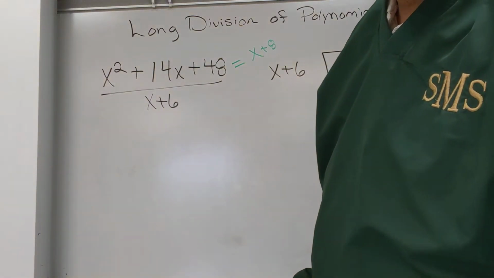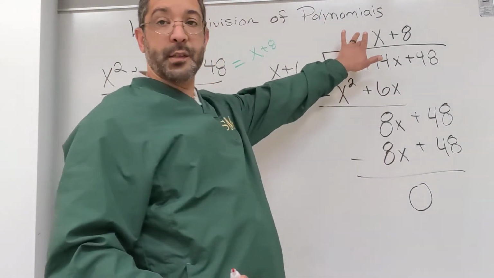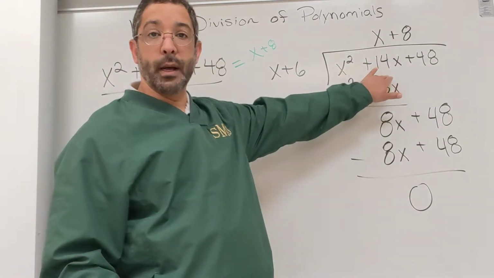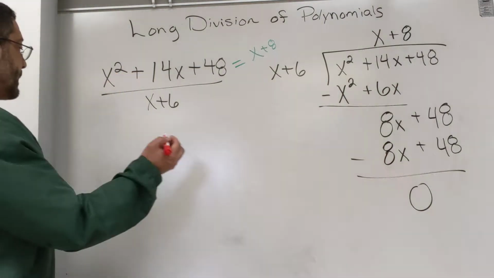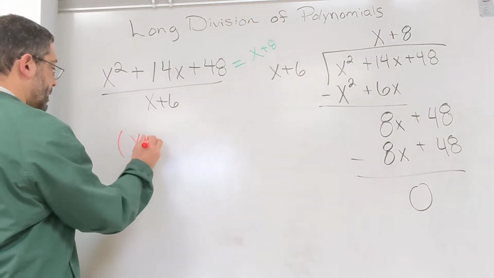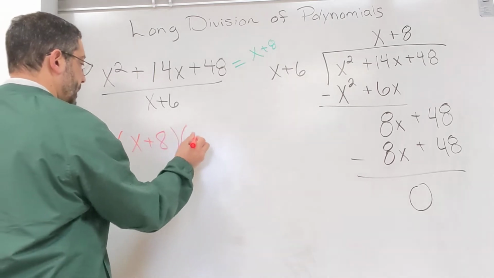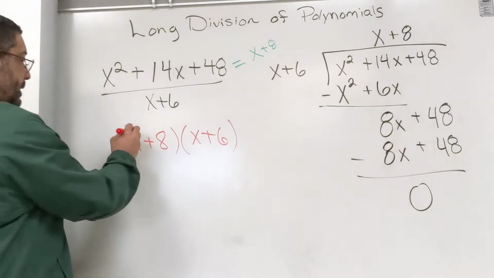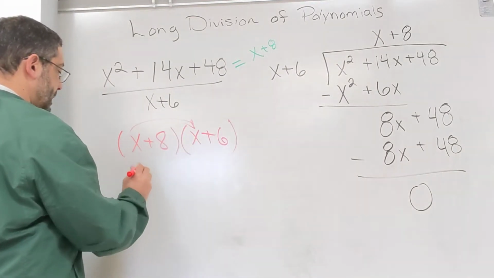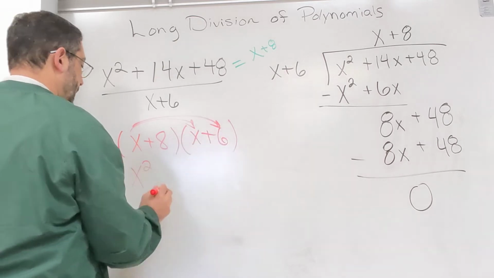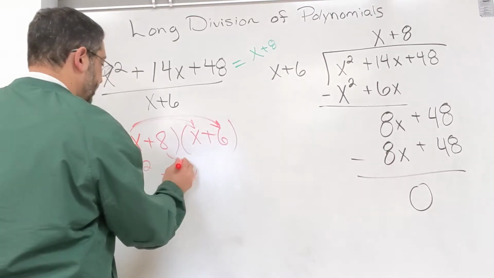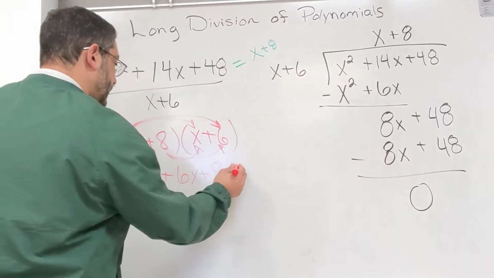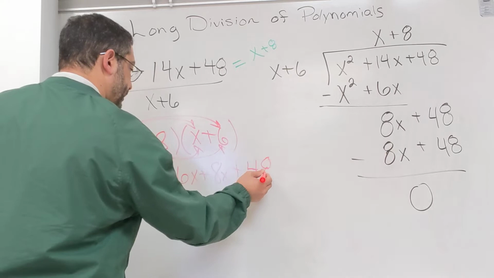So if I'm going to check my work, I would take this x plus 8, multiply it by x plus 6, and that should equal what I have here. So if I go ahead and do that, I have x plus 8 times x plus 6. And the way I do this is I distribute. So there's x times x, which is x squared, x times 6, which is 6x, 8 times x, which is 8x, and 8 times 6, which is 48.